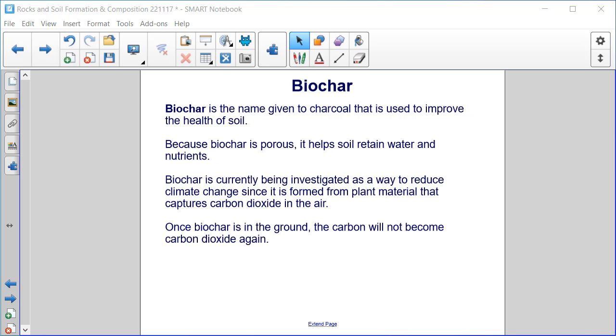Biochar. Biochar is the name given to charcoal that is used to improve the health of the soil. Because biochar is porous, it helps soil retain water and nutrients. Biochar is currently being investigated as a way to reduce climate change since it is formed from plant material that captures carbon dioxide in the air. Once biochar is in the ground, the carbon will not become carbon dioxide again.